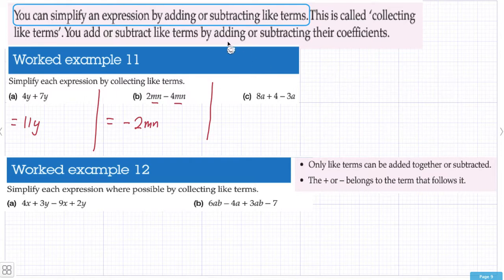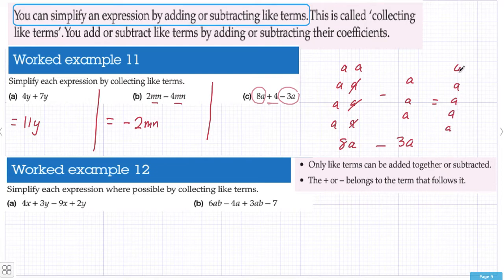The next example is not all of these are like terms. This guy is, and this guy is, but not the plus 4. That's not a like term. So we've actually got 2 things happening. The first thing is we've got 8 A's happening. And make sure you take the sign that's in front of the term. Remember, that's included in a term. So this is 8A, take away 3 A's. That will leave you with, if you take away 3 of these, you'll have 5 A's. So 8A, take away 3A is 5A.